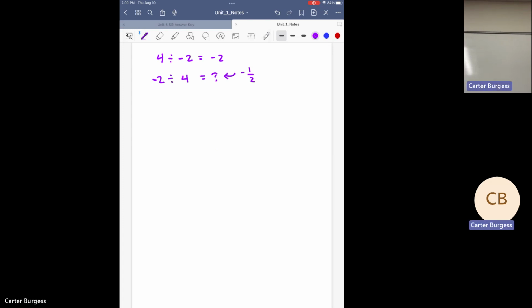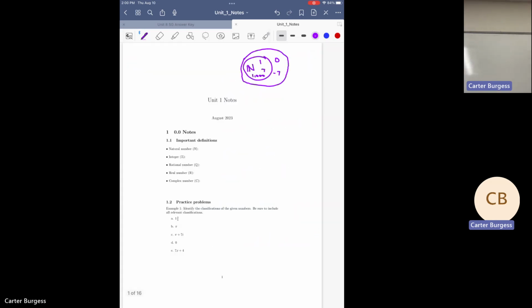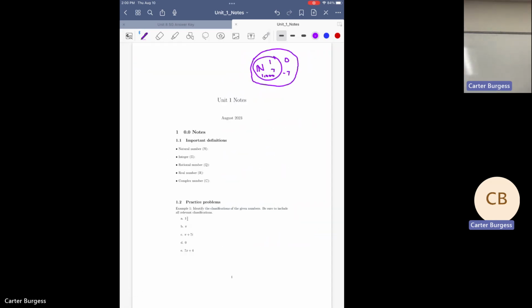We are going to again need to expand this bubble. Positives and negatives are lovely if we're doing addition and subtraction, but we need to make it a little bit bigger here to include fractions. So this is Z, and this is going to be Q. We'll talk about that here in a second. That's like 1/2, -5/4, so on.